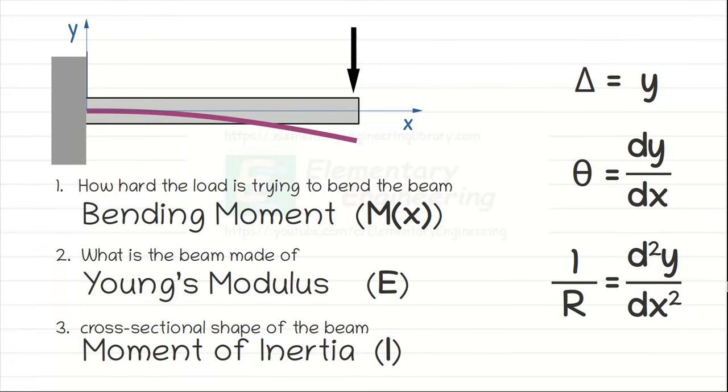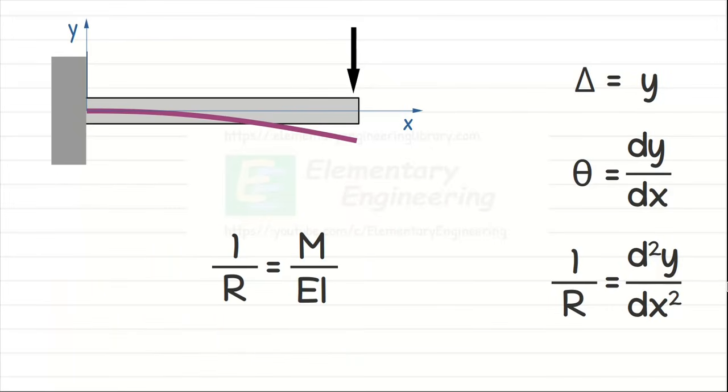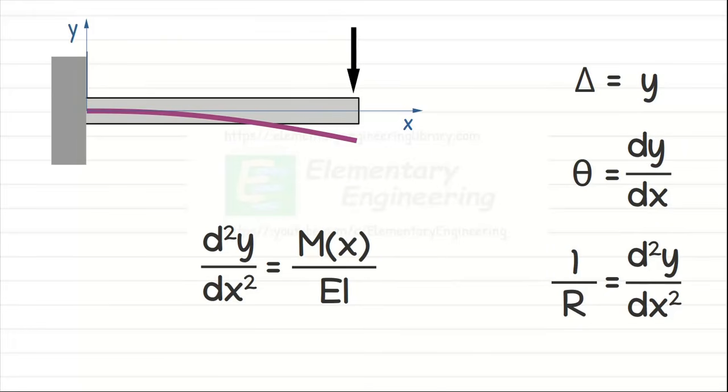Now, there exists a relationship between these quantities and the curvature of the beam, which is given by this. Now, combining these two equations, we get this equation. Keep in mind that the bending moment varies along the length of the beam, so it is a function of x, whereas E and I are usually constant for a given beam. It tells us that the curvature and hence the shape of the beam at any point is directly governed by the bending moment at that point.